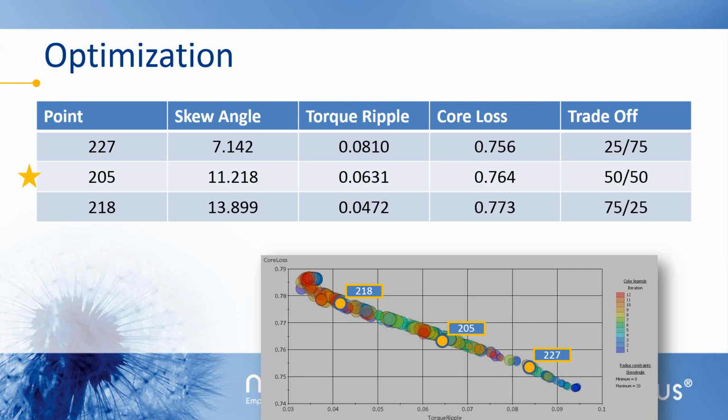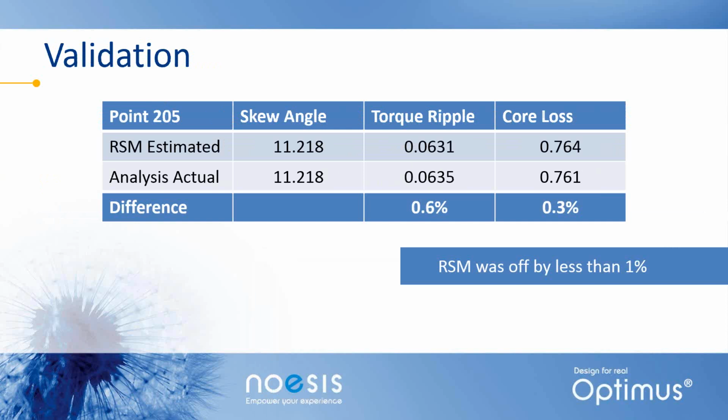We wanted to test and see just how good this response surface model was, so we selected one of the points, 205, to validate. What we found is that when we took the estimated response from the response surface model and ran that inside of JMAG, the response surface model was off by less than 1%. So it was an extremely accurate response surface model.